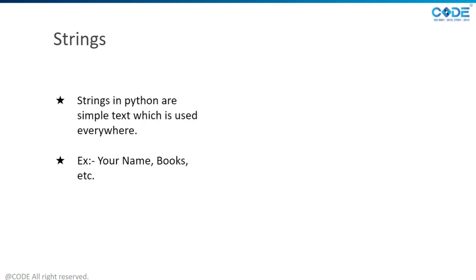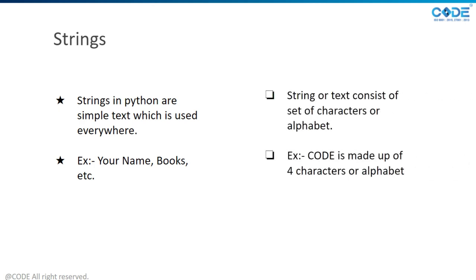So you all might be wondering what is a string. In Python, strings are simple text or words which are used everywhere, like your name, books, and even we are communicating in words only in this video. So strings or text consist of a set of characters or alphabet.